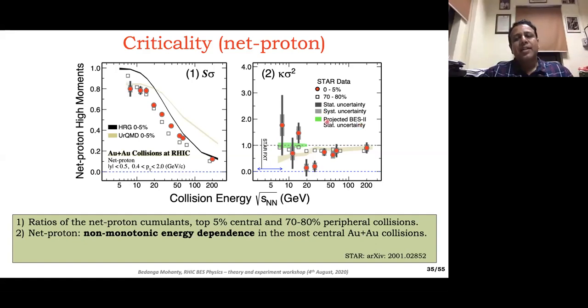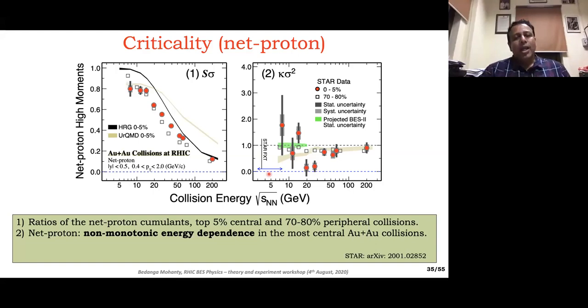We expect at the end of this program, the uncertainties to be at the level as shown in the green band. And our fixed target program will help us measure this region shown by the blue arrow. And those are very crucial measurements in order to get the full picture of the non-monotonic variation of kurtosis times variance as a function of collision energy.